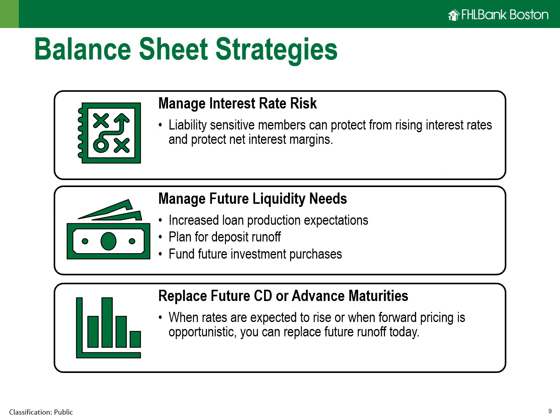The second one here is manage future liquidity needs. So the 3 bullet points here are increase loan production expectations, plan for deposit runoff, or fund future investment purchases. We talked about the investment purchases earlier in the first slide, and it's really, you're going to invest, you have cash flow running off in 6 months or a year, and you want to protect your balance sheet if rates fluctuate. So the forward starting advance can help you lock in those rates for when you do need the funding.